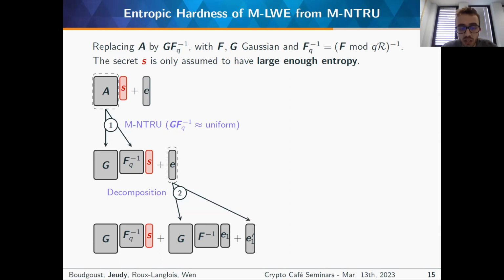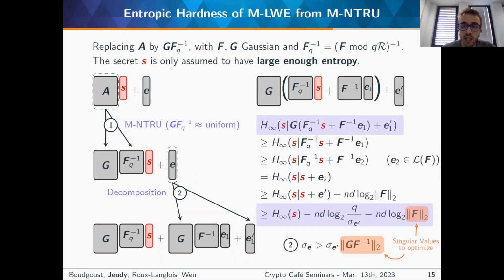Now I'm going to decompose the error E, which is a continuous Gaussian. I'm going to decompose it into G times F inverse times E1 plus E prime 1. All of these are Gaussians, and if I tweak the Gaussian parameters correctly, then I can do this decomposition. This is going to give me some restrictions, but I can do this decomposition. Okay, so now I can factor G out, and I end up with this big expression at the top.